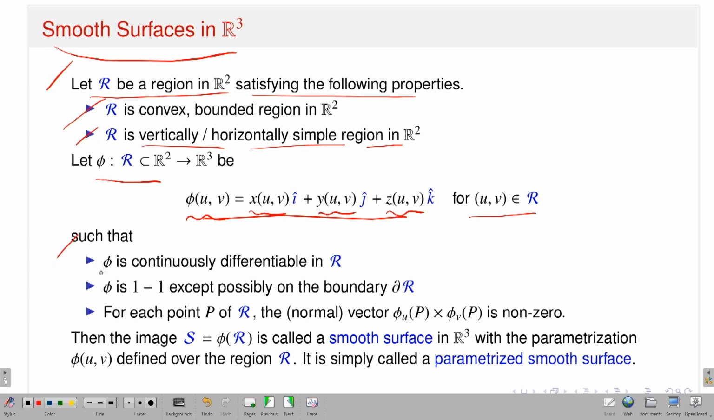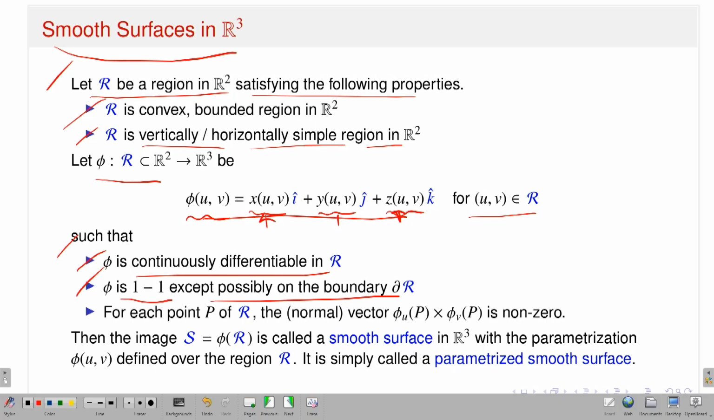What is that? First of all, phi should be continuously differentiable. Continuously differentiable I already discussed: the function should be differentiable, and not only that, the derivative should also be continuous. That means I demand that this parametrization phi of my surface in R3 should be continuously differentiable. That means each of the component functions should be differentiable with continuous derivatives, number one. Number two, phi should be injective except possibly on the boundary.